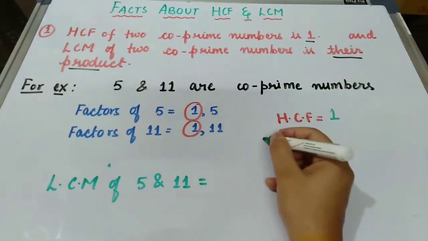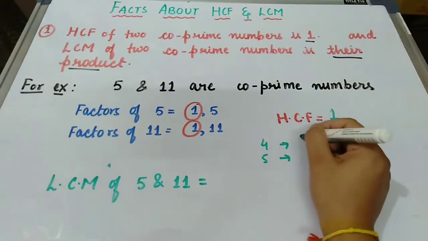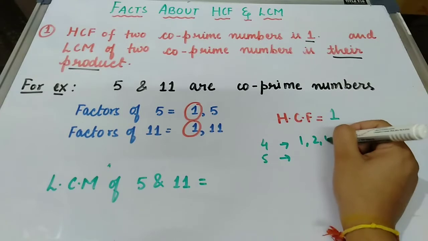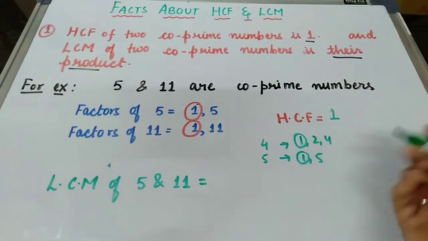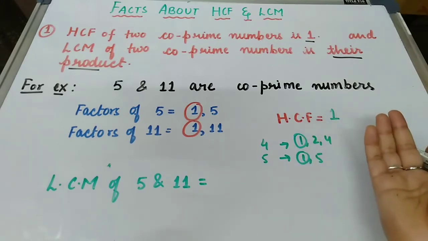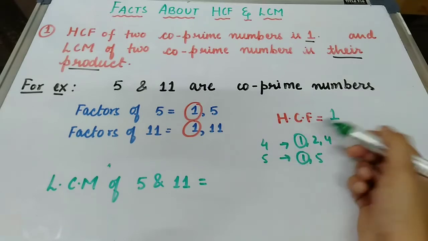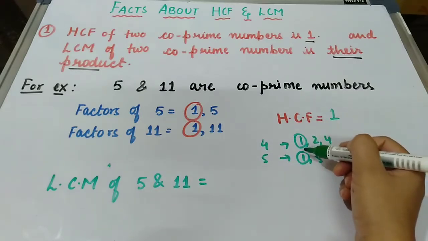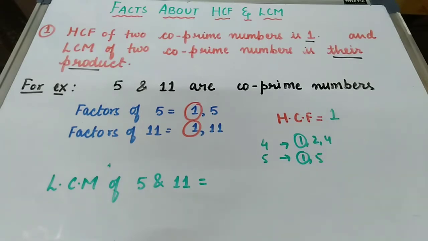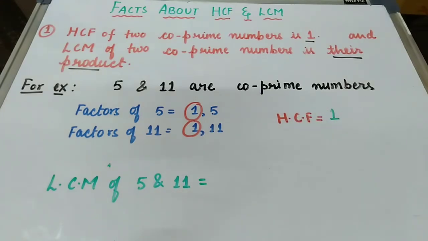You can take any number. If you are taking 4 and 5, their HCF will also be 1, as both the numbers have 1 as their common factor. In co-prime numbers, the common factor is only 1, right? And what will be the HCF? The HCF of two co-prime numbers is also 1, HCF is highest common factor. When there is only one common factor, it will be 1. That's why 1 is always the common factor of two co-prime numbers.